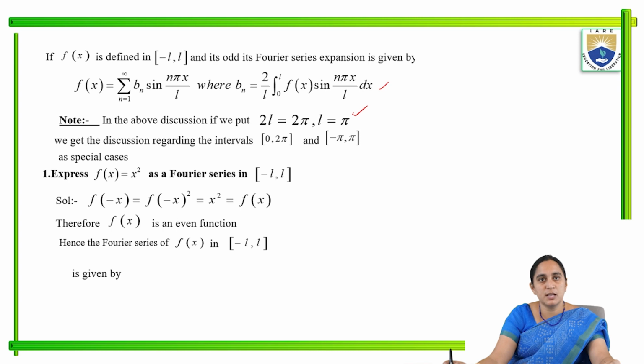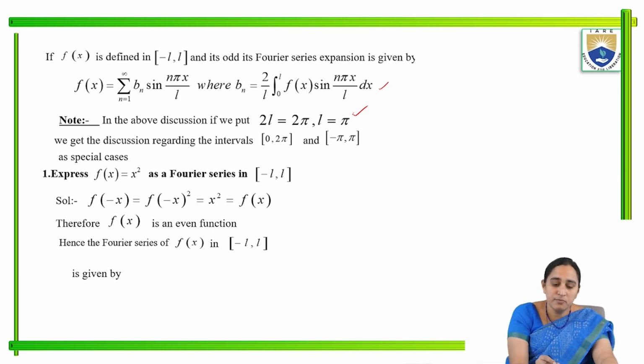Express f of x is equal to x square as a Fourier series in minus L comma L. First, what about the given function x square? For any function within the limits minus L comma L or minus pi comma pi, first we have to verify whether the function is even or odd. From the definition: f of minus x is equal to f of x means it is even; f of minus x is equal to minus f of x means it is odd.